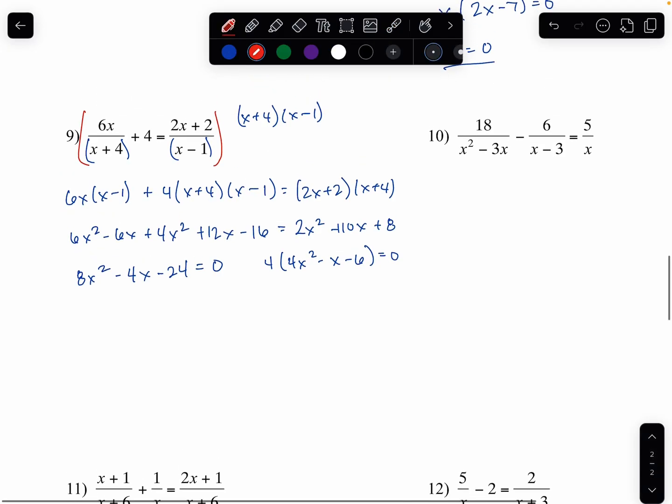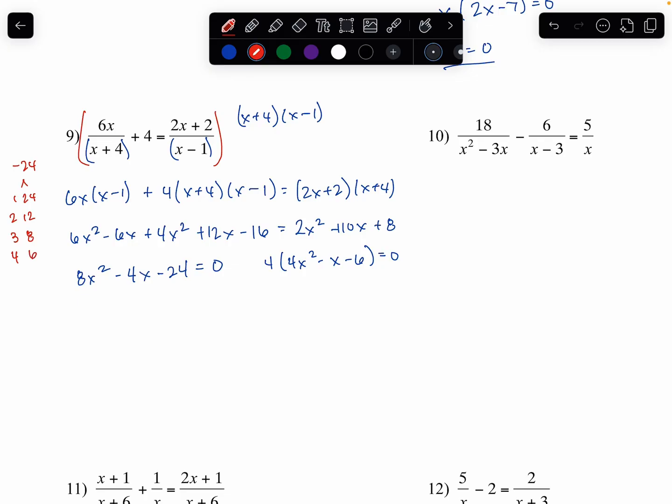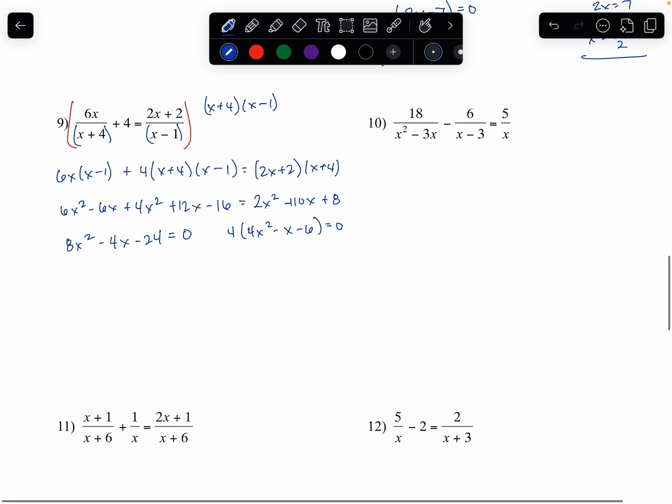So we have to take negative 24, and then what multiplies to be negative 24 and adds to be negative 1. So 1 and 24, 2 and 12, 3 and 8, 4 and 6. There isn't anything, so you have to use the quadratic formula. Darn it. So just using this right here, we can say that a is equal to 4, b is equal to negative 1, c is equal to negative 6.